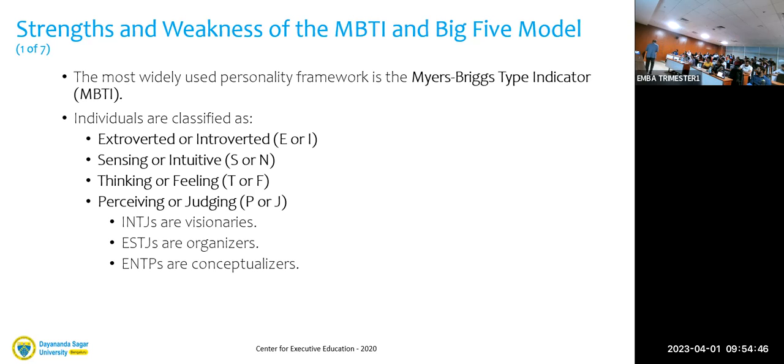So we come to the first big model, which is the MBTI. The MBTI is the Myers-Briggs Type Indicator. It's a survey, and you have to answer several questions, and then they come out with several pairs. So individuals are classified as extroverted or introverted. Again, personality is not about good or bad, just the way you are, and from what gene pool you sort of emerged. So are you extroverted or introverted?